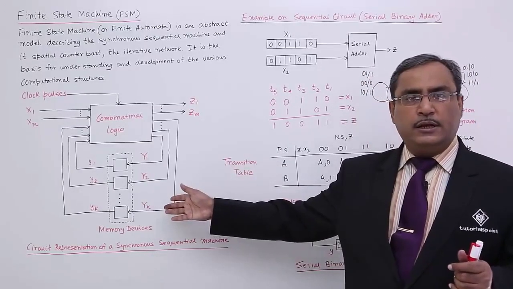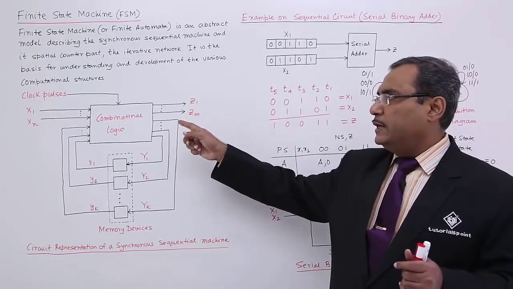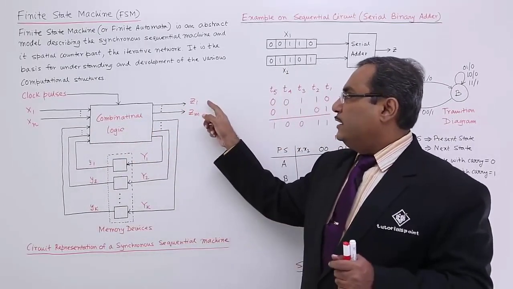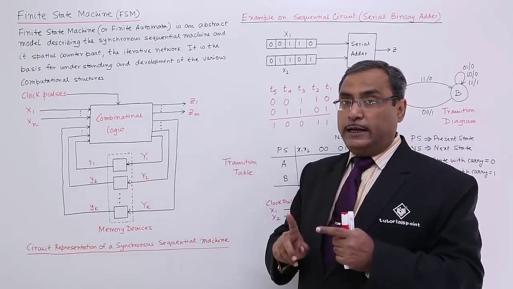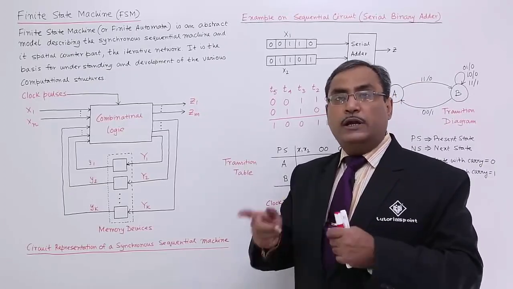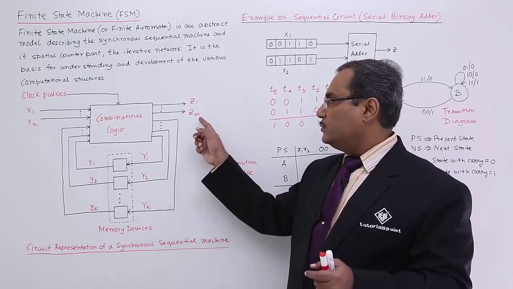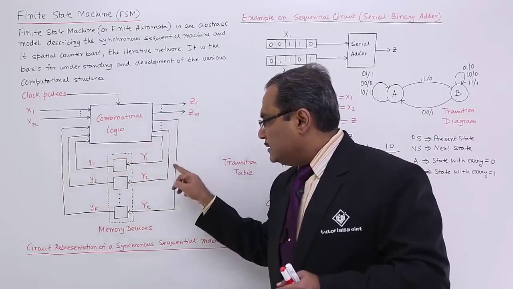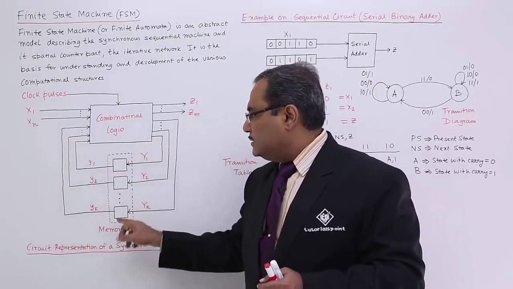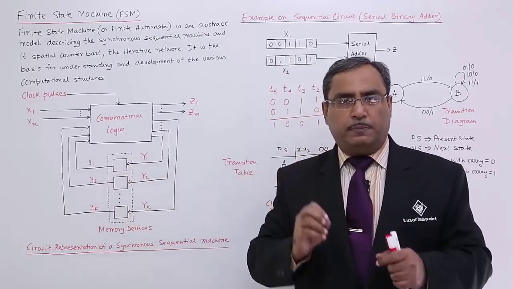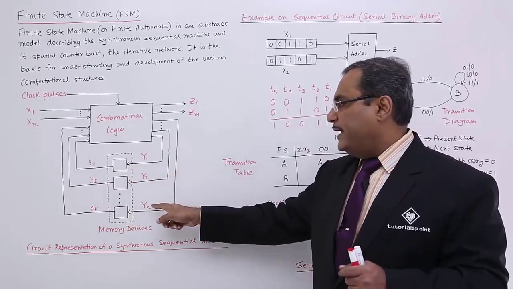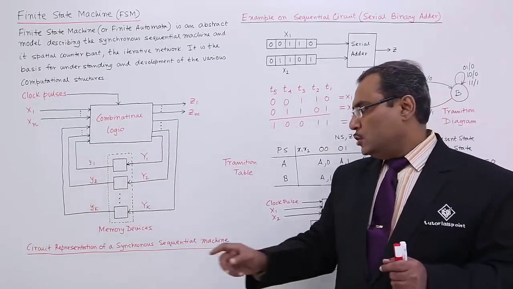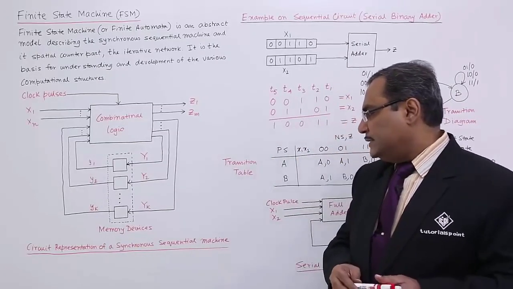It is a representation of the same thing: a combinational circuit, clock pulses, x1 to xn inputs with dotted lines, and z1 to zm outputs. The number of outputs is not correlated with the number of inputs, which is why they have different suffixes, m and n. And there is a memory device which will remember the previous outputs y1 to yk, and they will be made available accordingly when the next clock pulse is applied. So that is my circuit representation of a synchronous sequential machine.